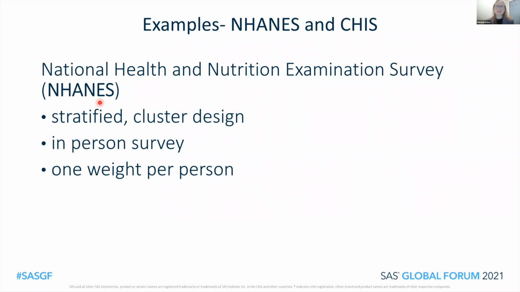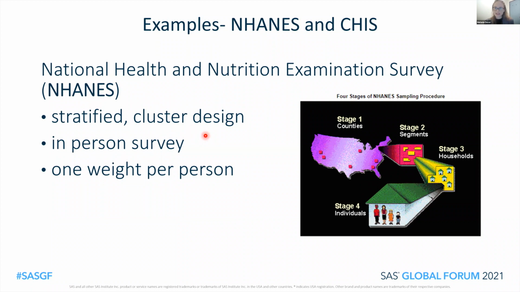So before we get into some SAS examples, we'll describe two surveys that we'll be using in those examples. These are the National Health and Nutrition Examination Survey, or NHANES, and the California Health Interview Survey, or CHIS. NHANES uses a stratified and cluster design. It's in-person, and there's one weight per person.